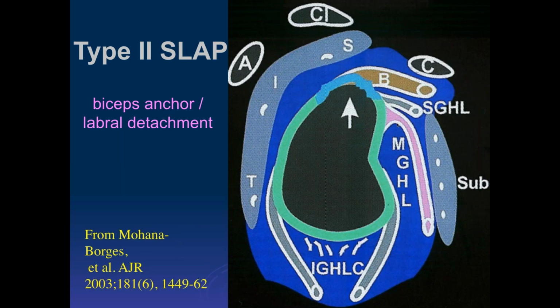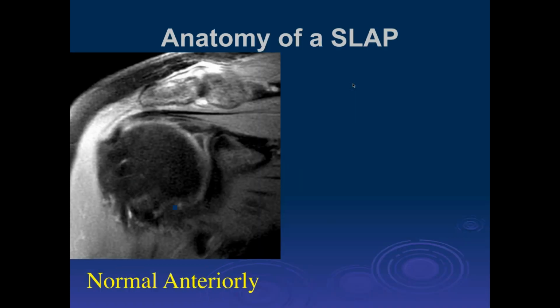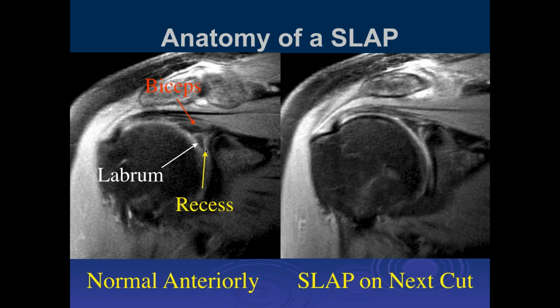Type 2 slap tear is one that actually involves the biceps anchor. Here we can see this is a normal recess, and there's the biceps coming down. There's the labrum. If we go one over here, here's the normal recess. There's a second linear structure here, which is actually going into the labrum. And we can see that there's abnormal increased signal intensity within the biceps anchor as well.